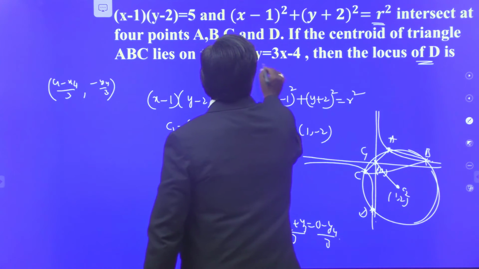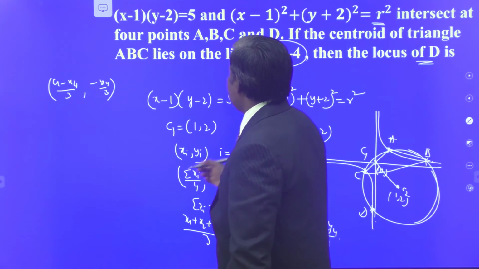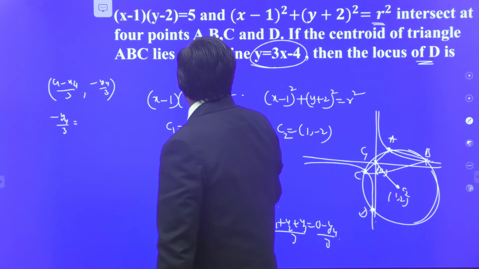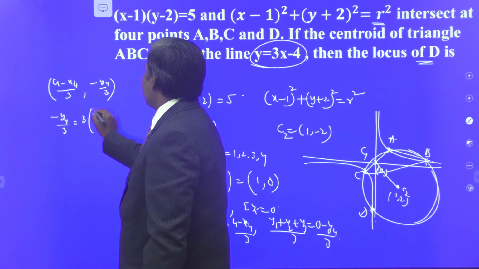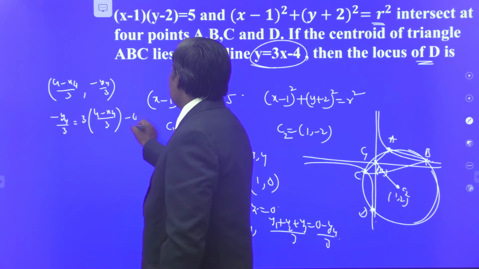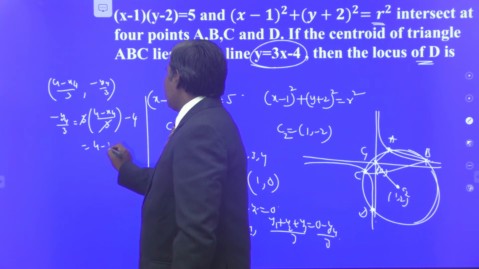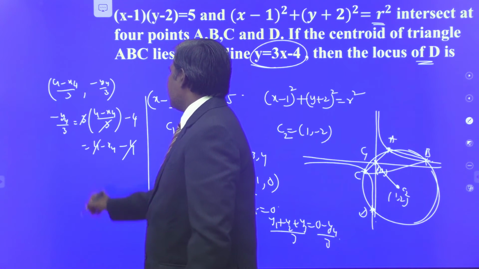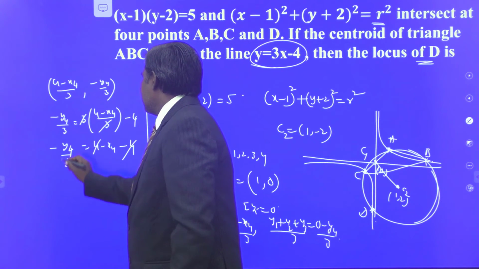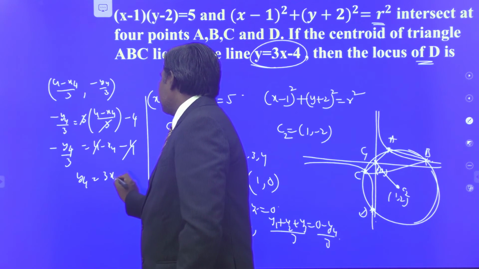This is the point, it lies on what? y is equal to 3x minus 4. They are given to you. You just substitute y by minus y4 by 3 is equal to 3x minus 4. 3 times x means 4 minus x4 by 3 minus 4 is there. So the 3 and 3 get cancelled. 4 minus x4 minus 4. Minus 4 plus 4 gets cancelled. So minus y4 by 3 is there. So again cancel out the minus. y4 is equal to 3 times x4.